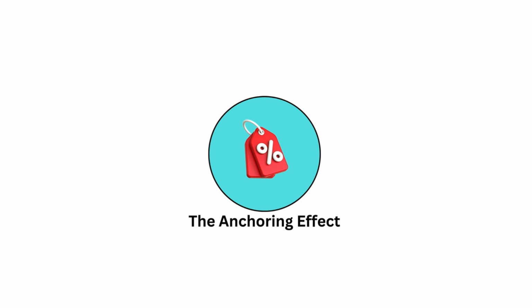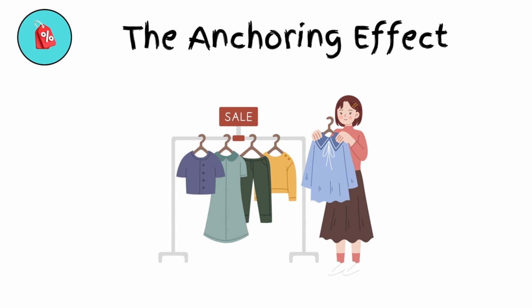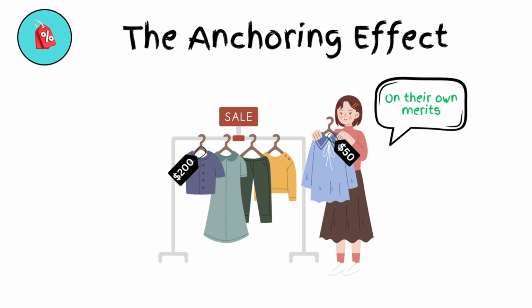The anchoring effect. The anchoring effect happens when your first impression or an initial number influences your future judgments. For example, seeing a $50 shirt might seem inexpensive after looking at a similar one priced at $200. To avoid this, always evaluate offers and choices on their own merits, not in comparison to what you saw first.